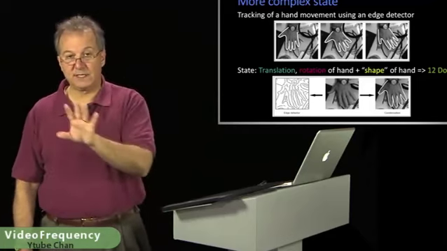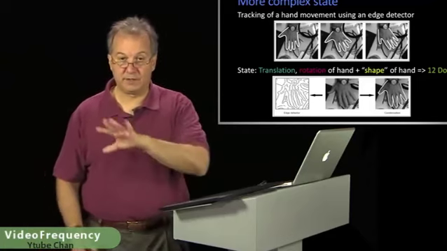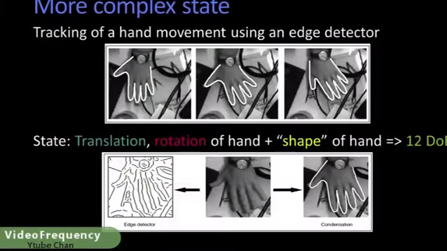So you had 2 for translation and 10 for the rotation and shape. So that's a 12 degree of freedom space. That's even more difficult to do the tracking with particles, because you have to have a lot of particles in order to do this. Okay, that's about the state.